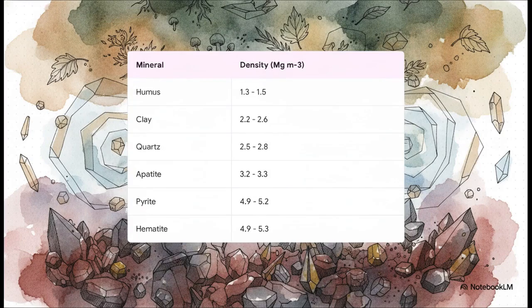To put this into perspective, specific mineral composition strictly determines particle density. For most mineral soils, this number actually varies within very narrow limits. But check out the extremes on this table. Humus sits way down low, between 1.3 and 1.5. On the flip side, heavy minerals like pyrite and hematite reach all the way up to 4.9 and 5.3. Basically, the physical makeup of the solid entirely dictates this baseline.